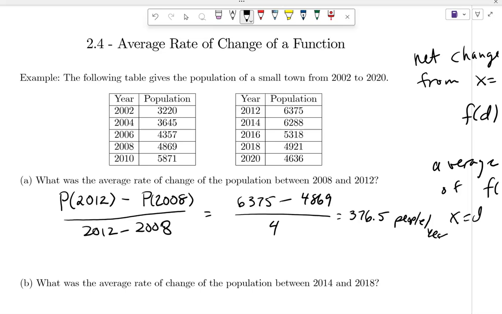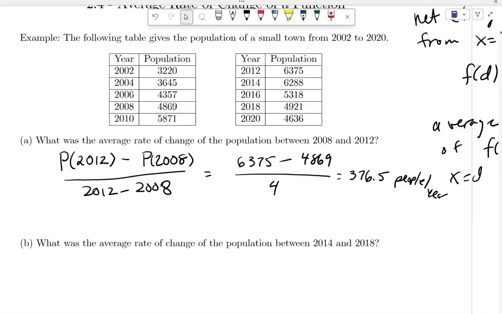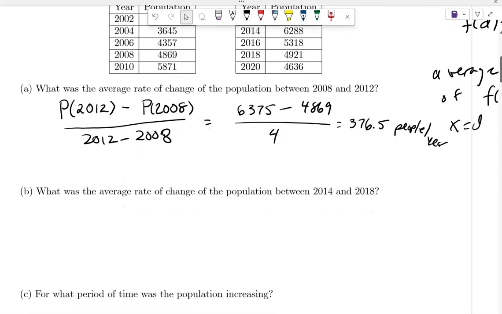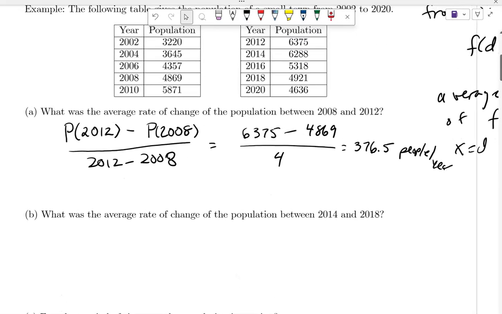Notice that the average rate of change here is positive. Can you conclude that the population went up or went down based on the average rate of change? Up, because the average rate of change is positive. If the average rate of change was negative, the population would have gone down, which of course we can see from the numbers, but the rate of change also tells you that. Okay, what about the next one? What numbers are going to go in your numerator?